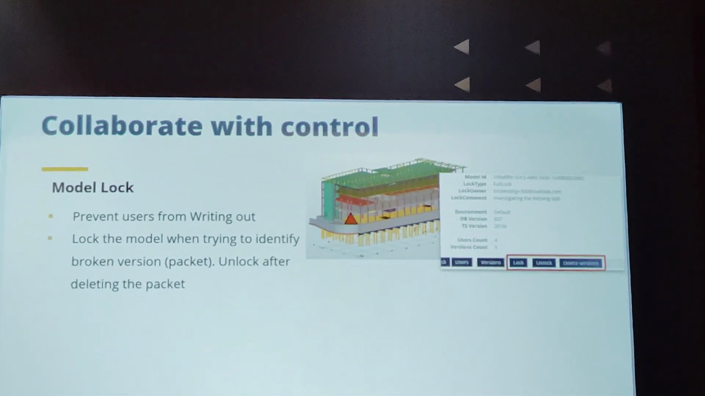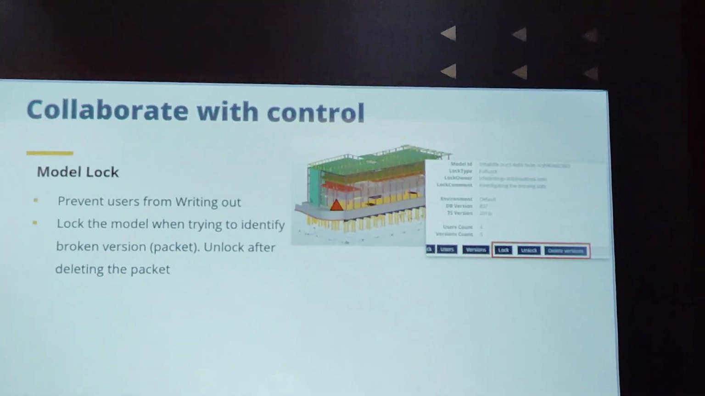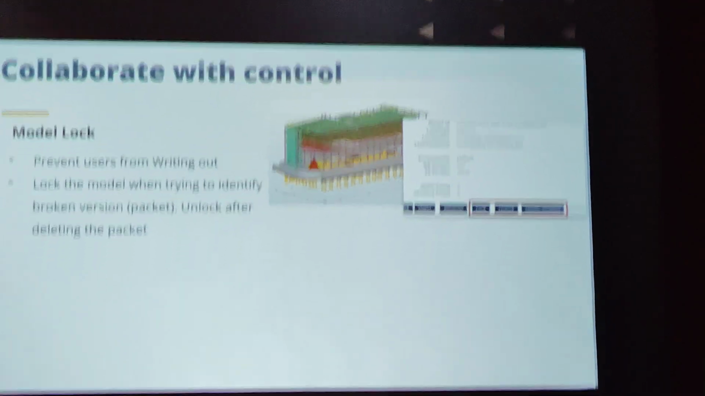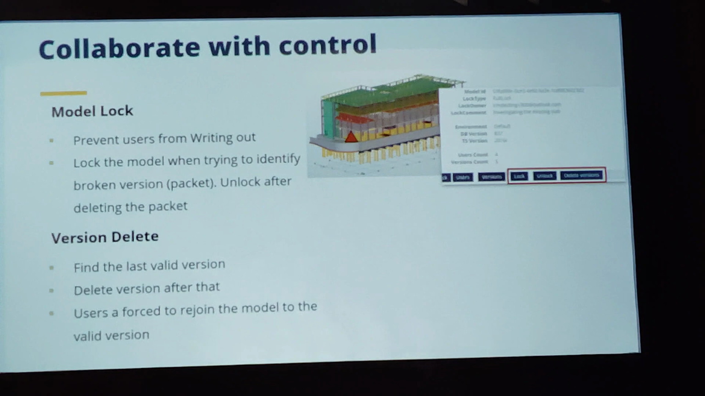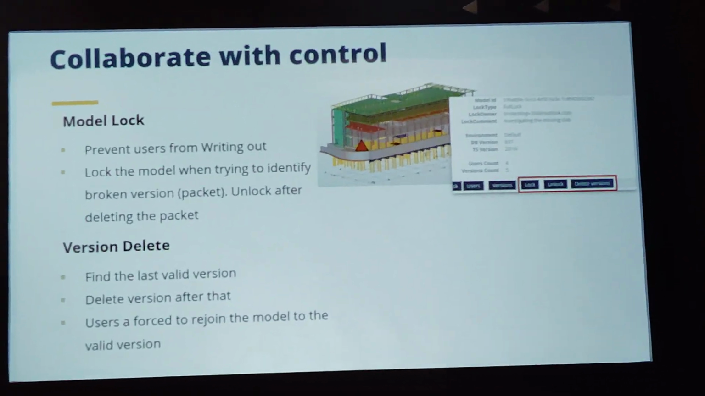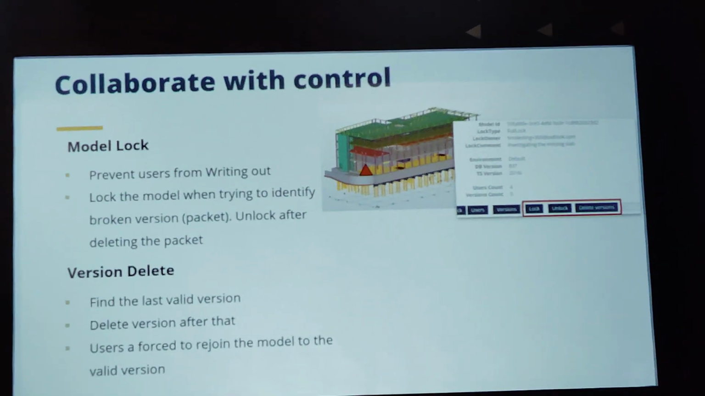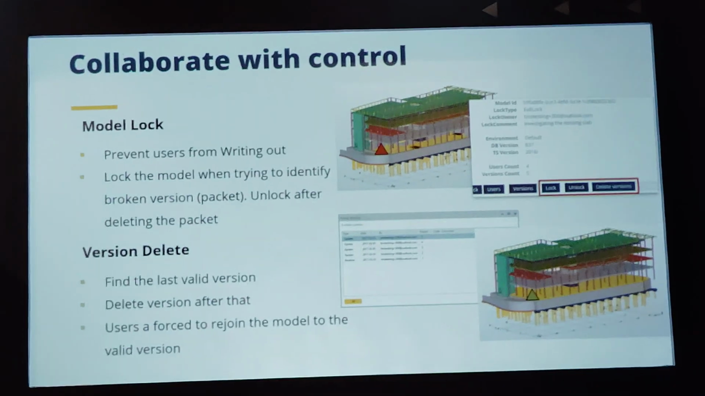And we also have some control. We can lock the models. The admin can lock the models. If something goes wrong, he can restrict other users from making further changes. Also, we can delete versions and go back. This only the admin can do. He can delete the latest version if something went wrong and go back to the previous version. So we have that control as well in Tekla Model Sharing.